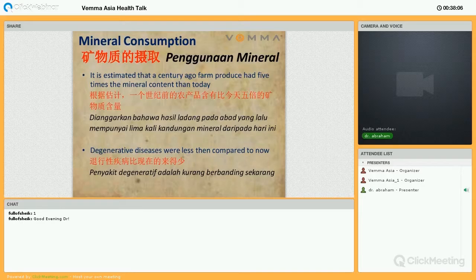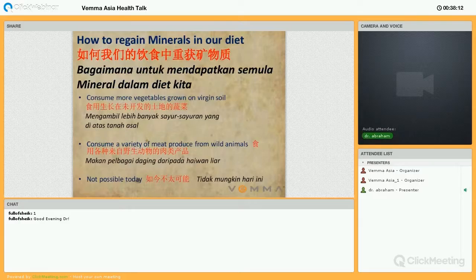What can we do about it? Well, there are methods, but they are quite difficult to enforce. One would be to consume vegetables grown on virgin soil. To be able to do that, you have to live near a very rural area or literally live in the kampong where there's a lot of land. Virgin soil simply means not much farming has been done on the soil, so the soil is rich in minerals.